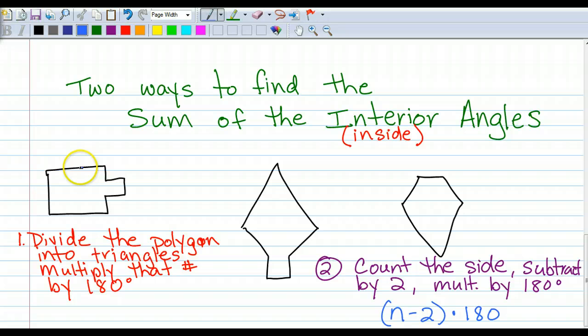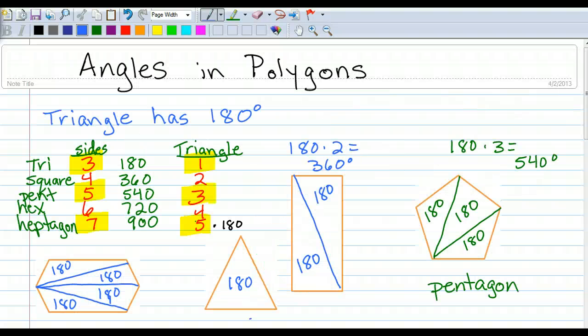Alright, so let's count this up. 1, 2, 3, 4, 5, 6, 7. Well, that's a heptagon. So I've got 7 sides minus 2. That gives me 5 times 180. Well, it's going to give me the same answer as I did before. Are you starting to see that maybe all heptagons then will have 900 degrees? Anything that has 4 sides is going to have 360 degrees.